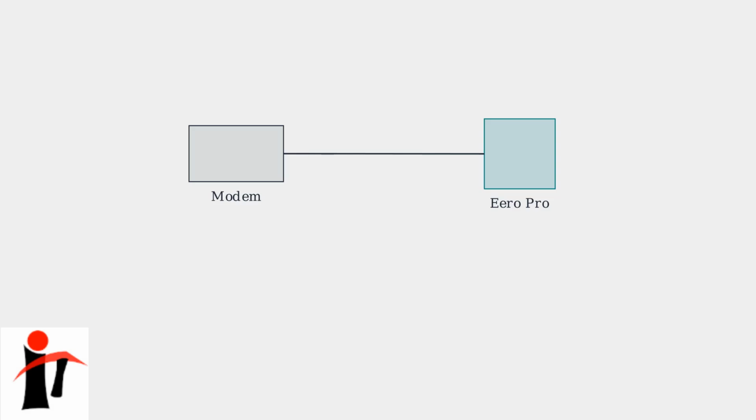The first step is performing a proper power cycle in the correct order. Step 1. Power down both devices completely. Unplug the power cables from both your modem and Eero Pro gateway. Step 2. Power on the modem first and wait 2 full minutes. This allows the modem to fully initialize and establish its connection with your ISP. Step 3. Now power on your Eero Pro gateway. Wait for the LED indicator to show a solid white light, which indicates a stable internet connection.